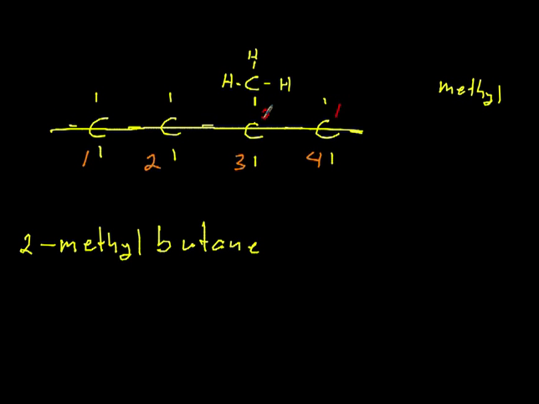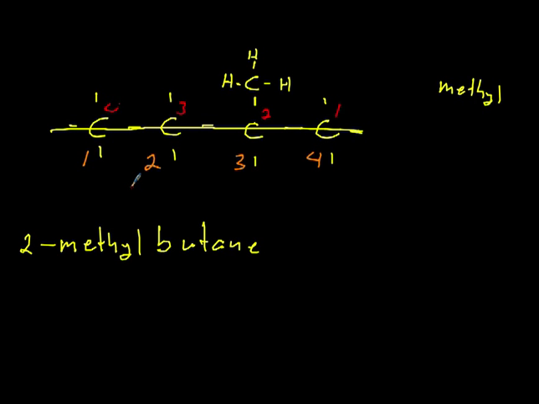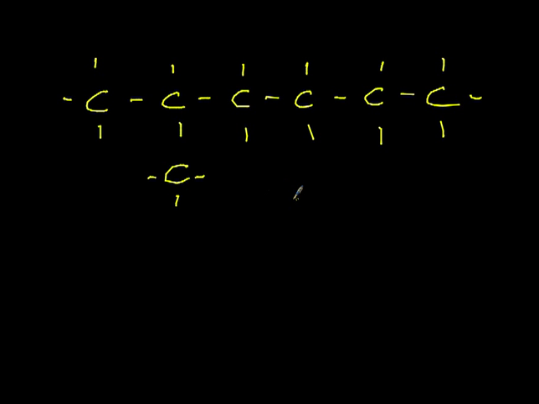Because if you go back to the lesson the other day, I said that you number the carbons from the end closest to a substitute. And so the end that is closest to a substitute in this case is the right end. So we're going to number 1, 2, 3, 4 from the right side. And so my methyl group is on carbon number 2, and so it's a 2-methylbutane. And so there's your first exposure to a substitute, 2-methylbutane.